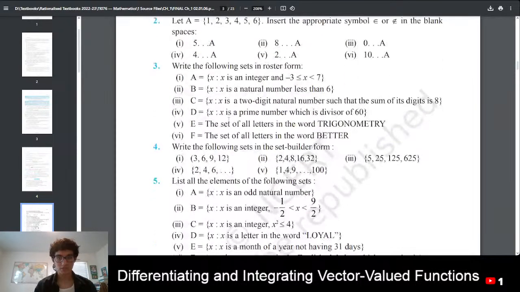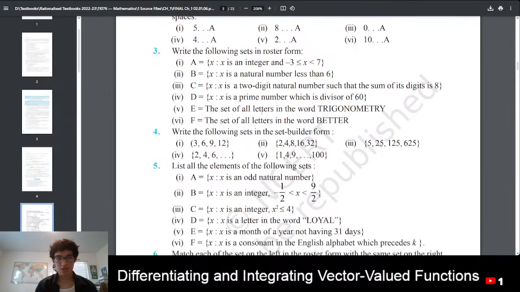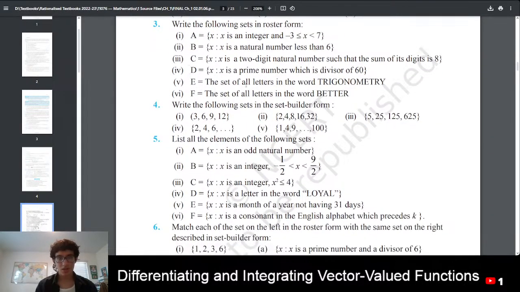Write the following sets in roster form. So, okay, it's pretty simple, right? Let's skip the first few. The set of all letters in the word better, so you put B, E, T, R, right? You don't need to put E twice, you don't need to put T twice. So B, E, T, R, that's it.